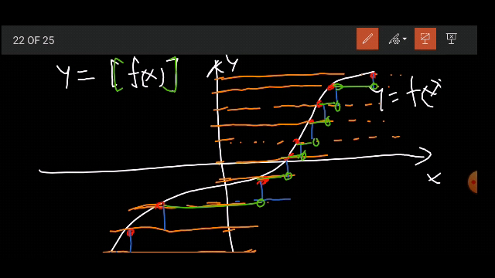Okay. This one. And here. Okay, fine. So these green portions are the GI of fx portion. Fine.